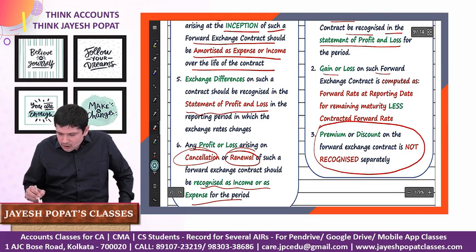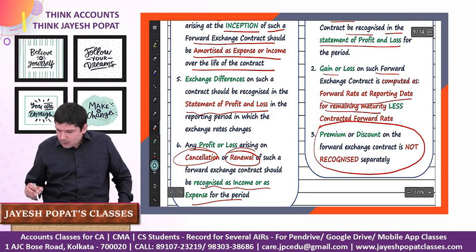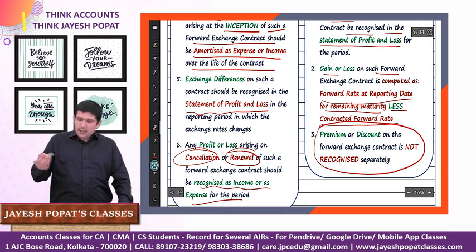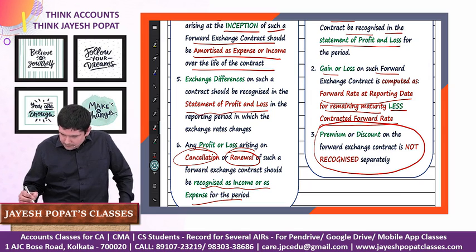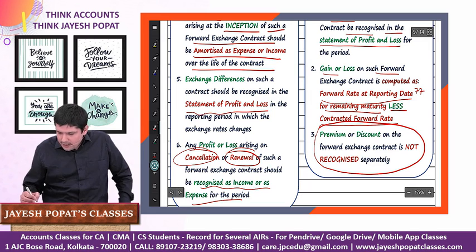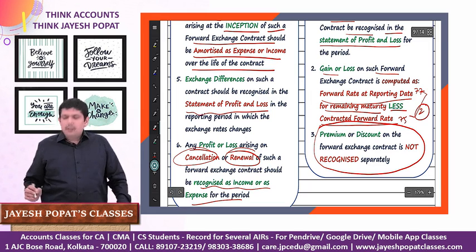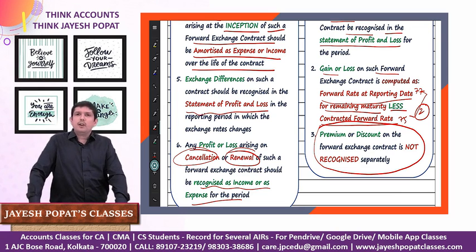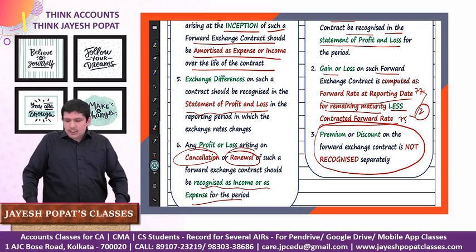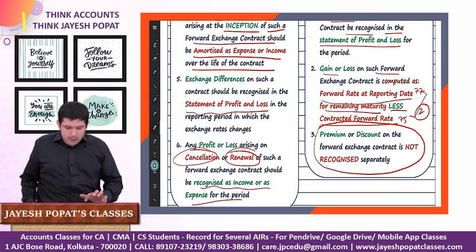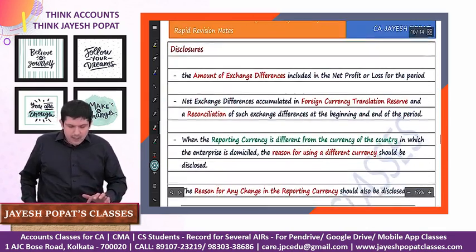Exchange gain or loss on such a forward contract is computed as the forward exchange rate at the reporting date for the remaining maturity less the forward contracted exchange rate. For example, let's say on 31st March the rate is 77 and the rate at which I have contracted is 75. So the difference of 2 will be either the gain or loss which I need to record in the statement of profit and loss. And in these cases I will ignore the premium or the discount element.